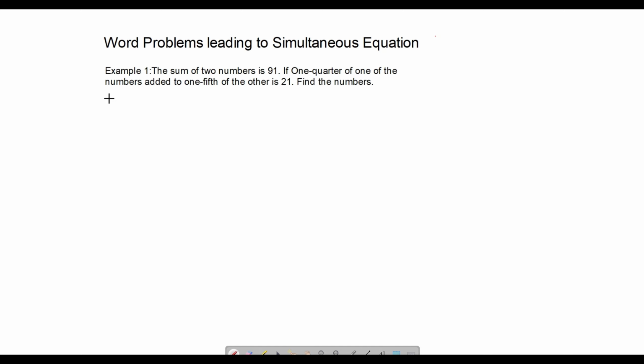The first question says that the sum of two numbers is 91. If 1/4 of one of the numbers added to 1/5 of the other number is 21, find the numbers. Now this is not the time to be guessing numbers that add together to give you 91. The easiest way to go about it is, in mathematics, to represent the two numbers with variables.